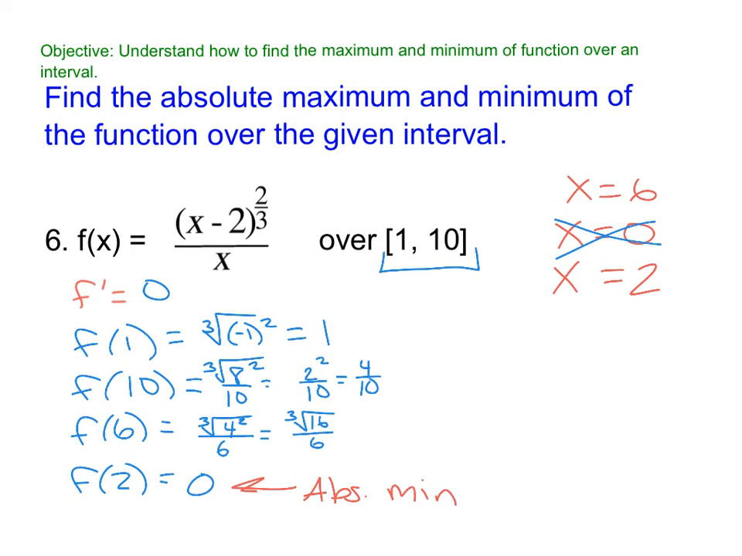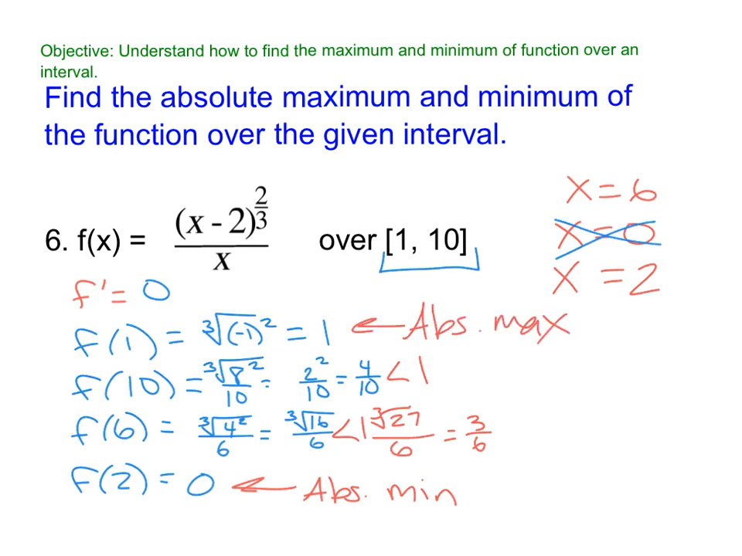All right. Is this less than 1? The cubed root of 16. Well, the cubed root of 27 would be 3 over 6. So this is definitely less than 1. So this is our max.